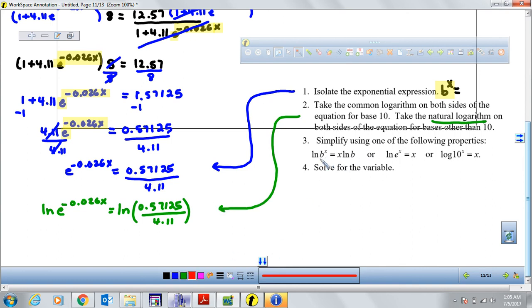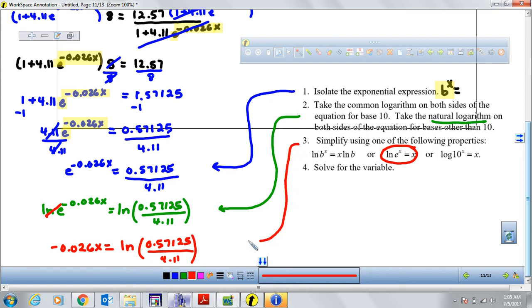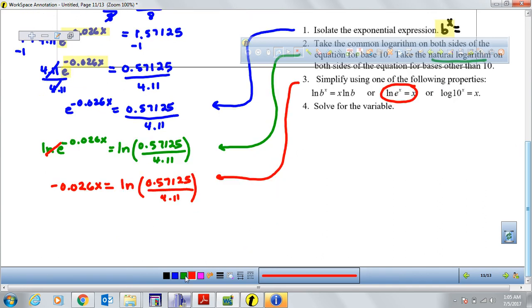Third step in the process, the natural log of e, remember, it disappears from the equation, it simplifies. So that leaves me with negative 0.026x equals the ln of 0.57125 over 4.11. And that is my step 3. Step 4 and last, we need to solve for x. How do we solve for x in this equation? By dividing both sides by the negative 0.026. And that is going to give us the x by itself.